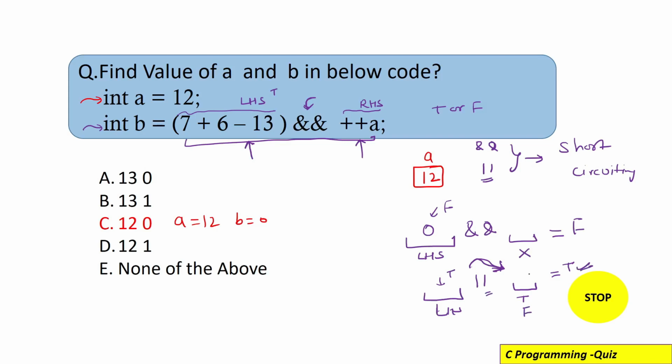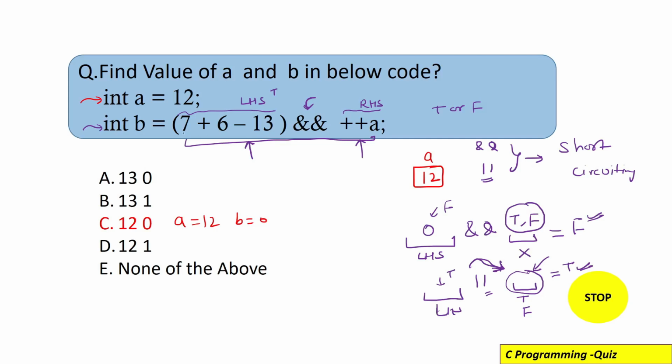So that means it is an optimization technique of the compiler that it will not evaluate this side. In the same way, in case of AND, if you got true here, then false and true will be false, and if you got false here, then false and false will be false. That's why the compiler will not evaluate the right hand side in case of the AND operator.